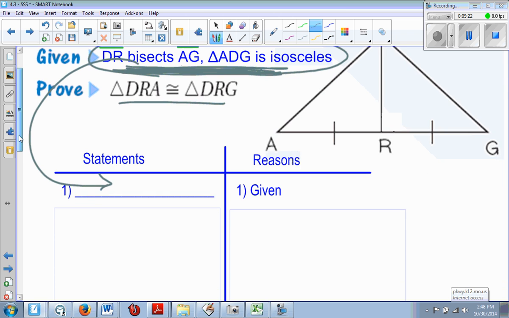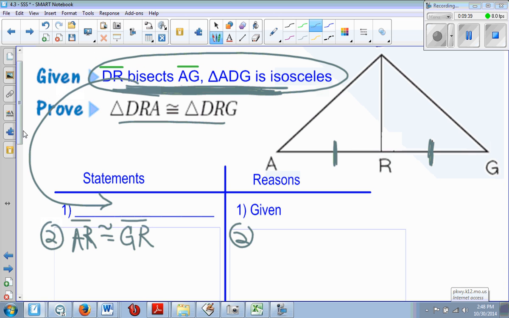The first set of side lengths I'm going to start with are the ones that the book has already marked for you, which I don't like that they did. So in step 2, we're going to write that AR and GR are congruent side lengths, and here's the reason why. You're told that DR bisects AG. And anytime we see that word bisects, we know that means we have two congruent pieces. Those congruent pieces in this case are AR and GR. So therefore, I'm using the definition of bisect to say that they're congruent, because that's what bisect means, congruent pieces.